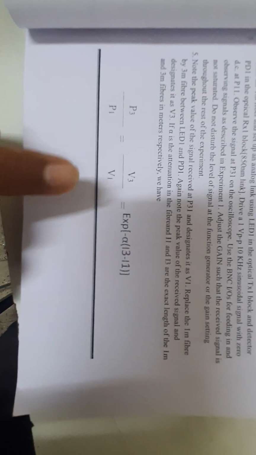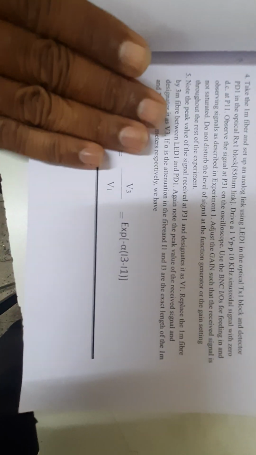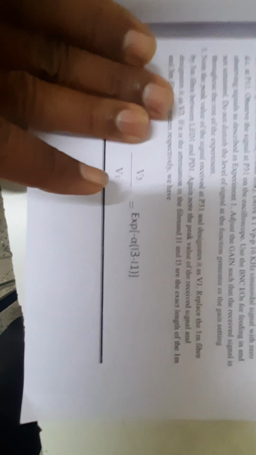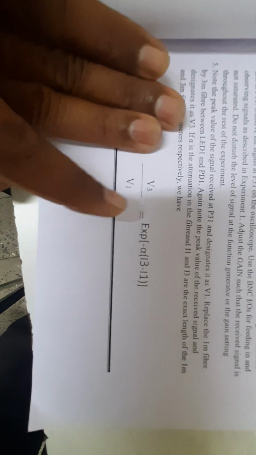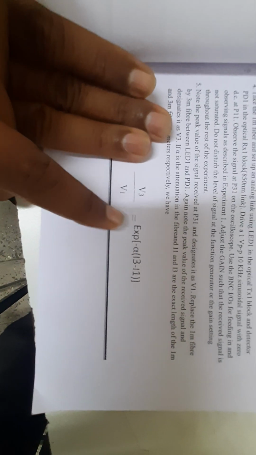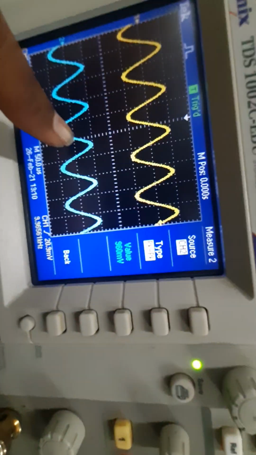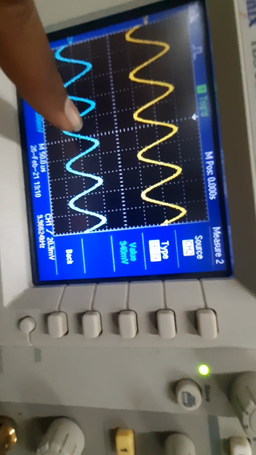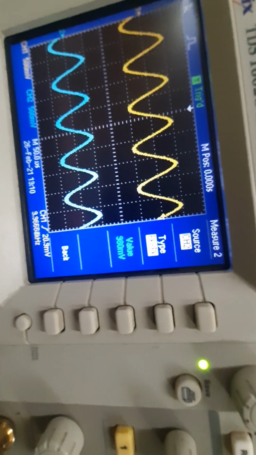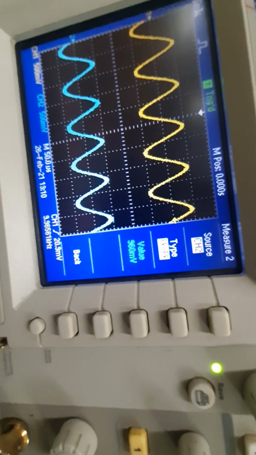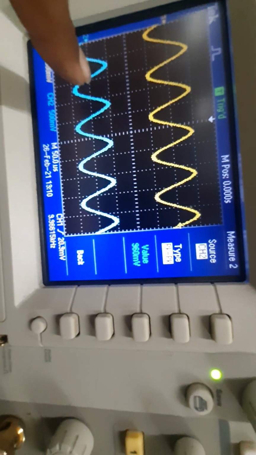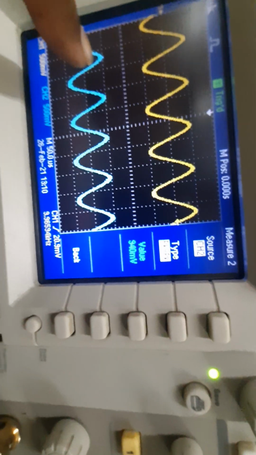Now, coming back to the formula for calculating the attenuation loss. We have this relationship that is given in the manual: V3 by V1 is equal to e raised to minus alpha times (L3 minus L1). Now we have already obtained this output, which is there on channel 2. Mark this as V1 because we have connected 1 meter fiber. Corresponding to 1 meter fiber, this is the output of the receiver, which is obtained as the output of the detector.